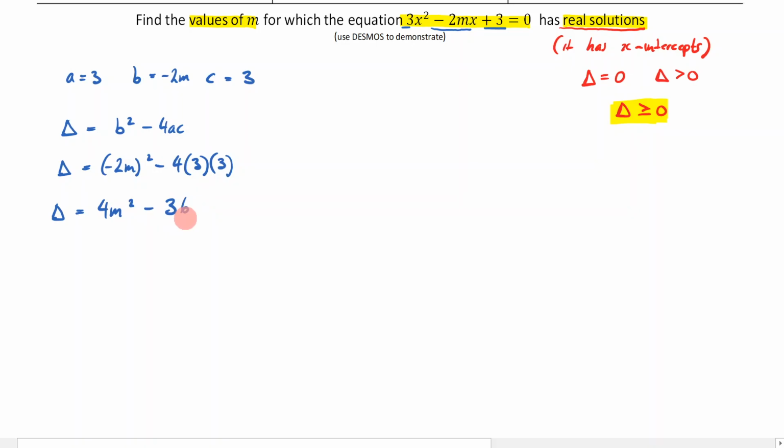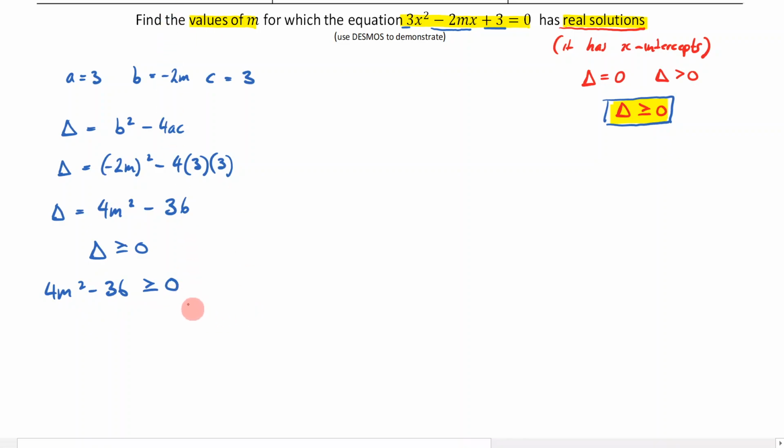All right, the next thing we can add to this is what my discriminant is equal to, and we know that my discriminant has to be greater than or equal to 0, right? So that means 4m squared minus 36 has to be greater than or equal to 0. What is this now? It's a quadratic because my m is squared, right? So I've got a quadratic and it's an inequality. I've got a quadratic inequality.